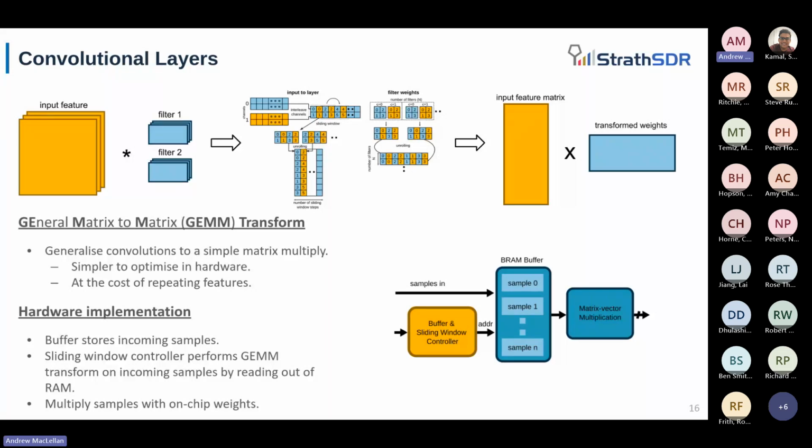The way we implement this in hardware is we buffer the samples coming in to each convolutional layer, and then we use a state machine, or what I call here a sliding window controller, to read the samples out of the buffer in a certain order to perform this generalized matrix to matrix transform. And then these are multiplied with the rest of the weights that are stored on chip.